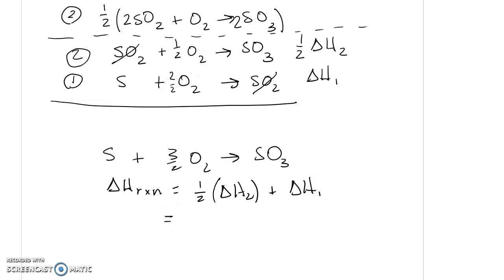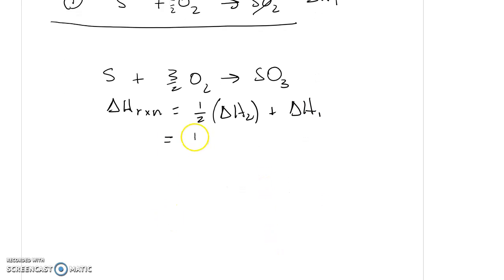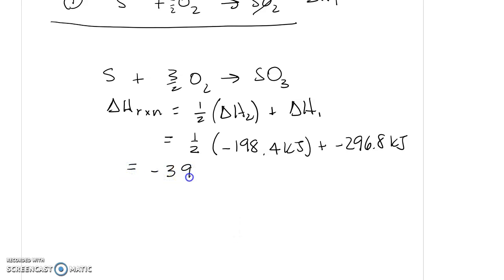So if we go ahead and plug the values in from above, we get a half times our delta H2, which is minus 198.96.4 kilojoules, plus our delta H1, which is minus 296.8 kilojoules. So when we add these together, we're going to get minus 396 kilojoules. And there's our answer. Okay, so there's an example of Hess's law.